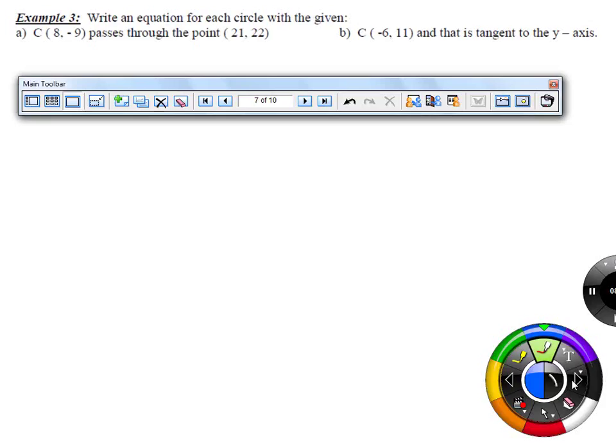All right, now to write an equation for each circle with the given information. So the first one says the center is at (8, negative 9). So I immediately know my h value and my k value to plug into the equation. And I need to figure out my r. So right now I would know that x minus 8 squared plus y plus 9 squared equals r squared. Now to get the radius, you could use the distance formula on the center and the point to find out how long the radius is.